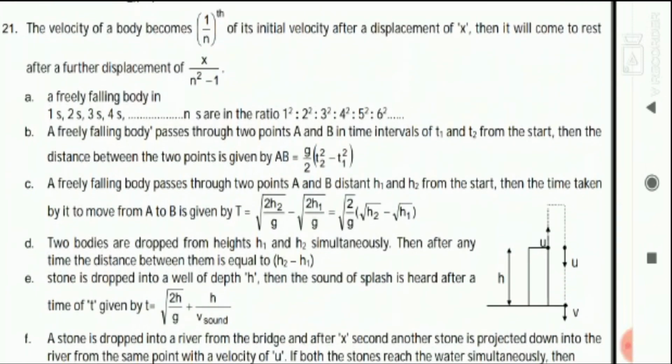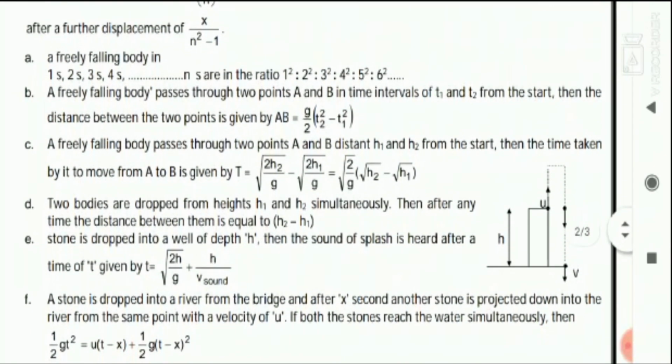Then freely falling body cases are given here. Then you can do all these. A freely falling body in 1 second, 2 seconds, 3 seconds, 4 seconds, and so on, n seconds, are in the ratio 1 square, 2 square, 3 square, 4 square, like this. But how we got this, you can easily understand because these are all well known formulae to you.